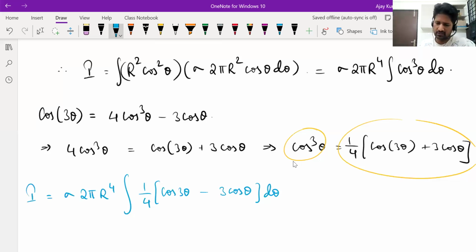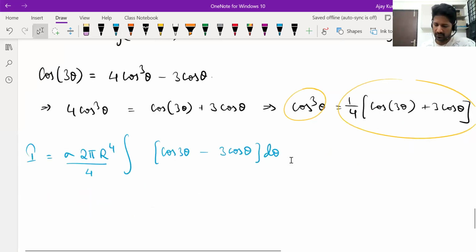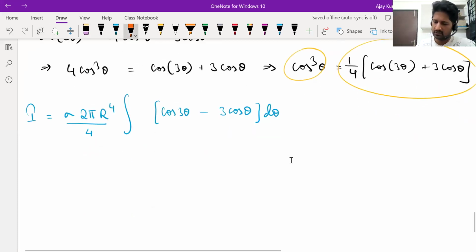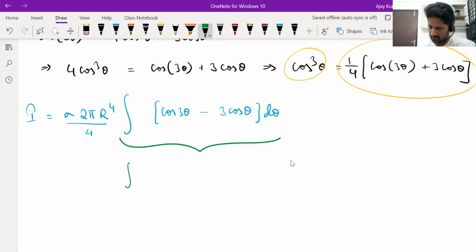1 by 4 is a constant. We can put it outside the integral. And the remaining integral will split into two parts. Okay, let's just look at the integration part first. Those constants we will include later. So this can be taken as integral cos 3 theta d theta plus integral, okay, again 3 cos theta, 3 is a constant, cos theta d theta.